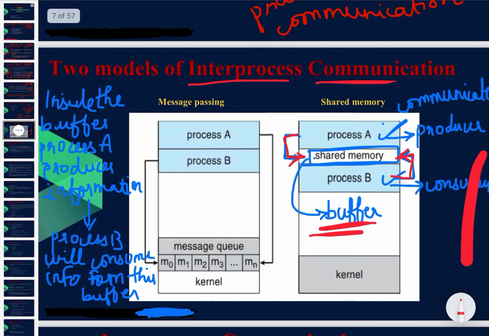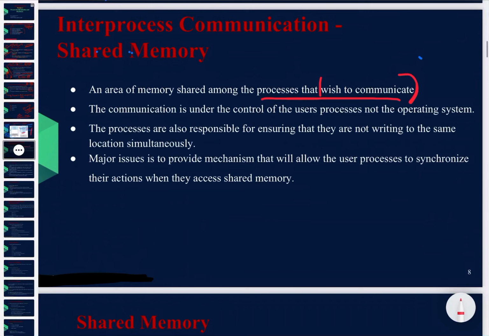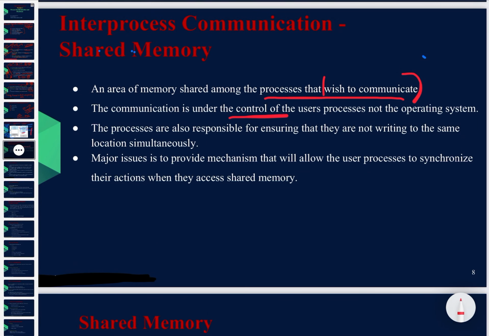So whatever the processes that wish to communicate, we had process A and process B. These two processes were wishing to communicate with each other. The communication is under the control of the user processes, not the operating system. So it is under the control of process A and process B. It is not under the control of the operating system.